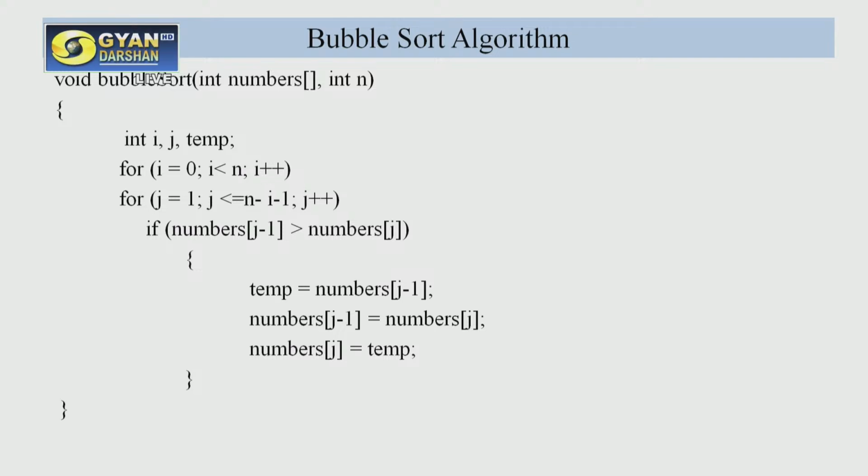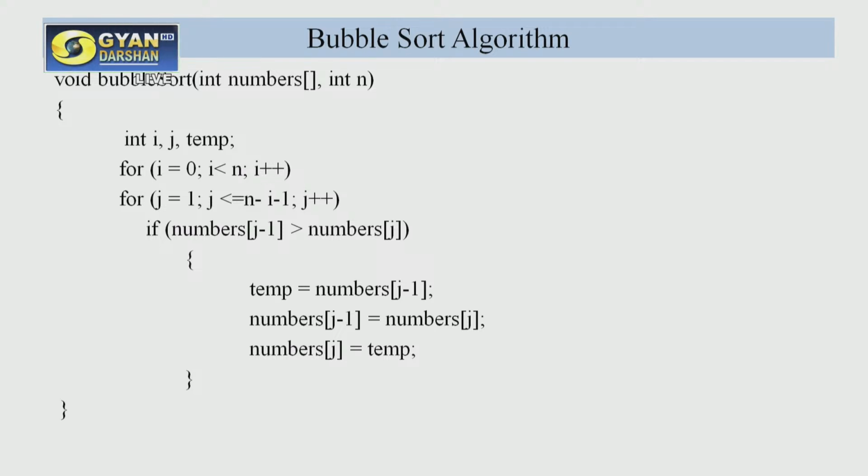So we can see that in the outer loop, i is equal to 0, i less than n, and i plus plus. How many times will it execute in the worst case? It will execute n times: i is equal to 0, 1, 2, 3 up to n minus 1.